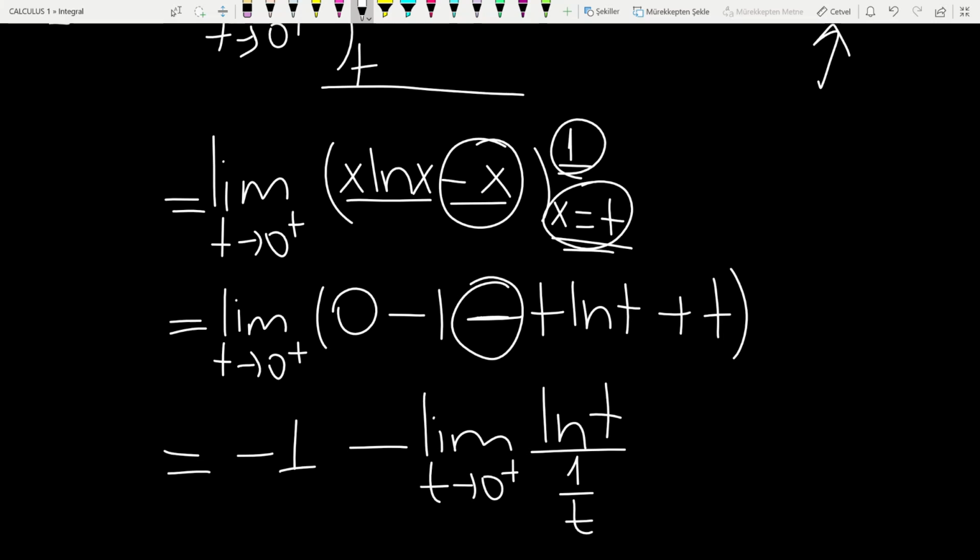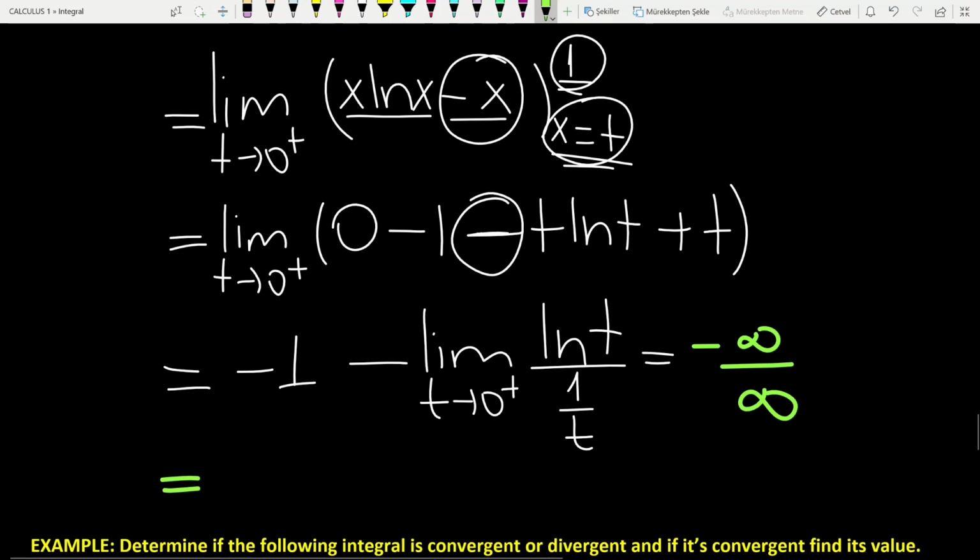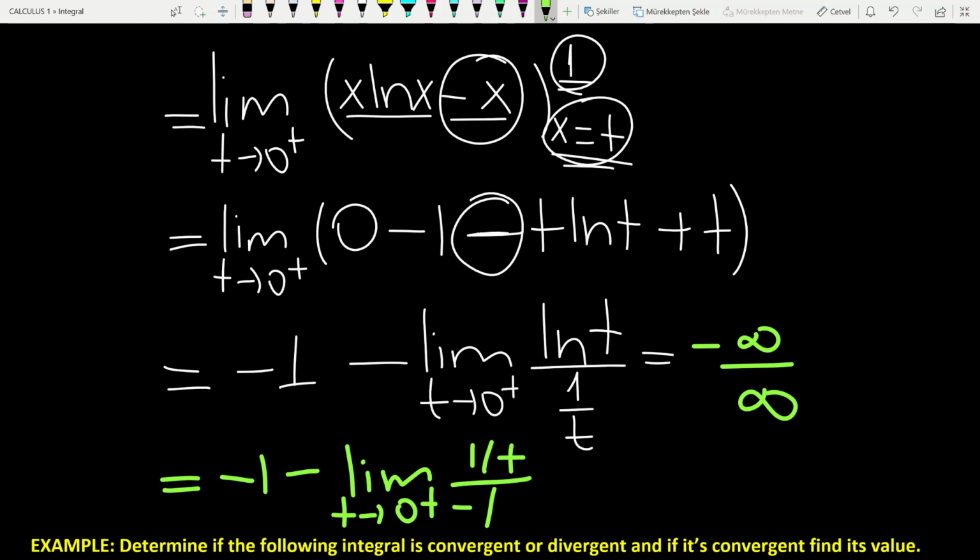When t tends to 0 from right, the ln function tends to minus infinity, and the denominator tends to infinity. We have an infinity over infinity case. This is why we can apply L'Hopital's rule. The answer is equal to minus 1 minus, applying L'Hopital's rule, the limit as t tends to 0 from right of 1 over t divided by minus 1 over t squared. This is equal to minus 1 minus, if you substitute, the limit of minus t, and finally the answer is minus 1.